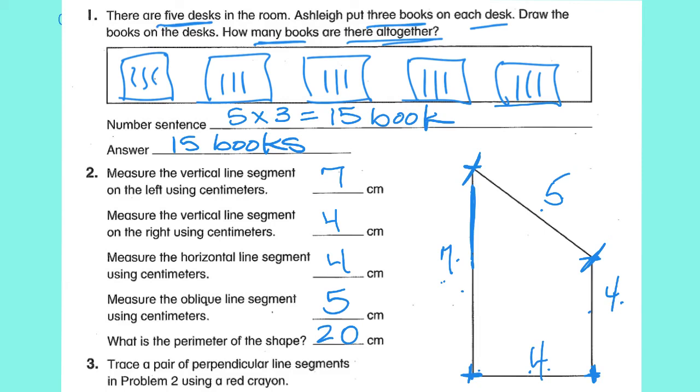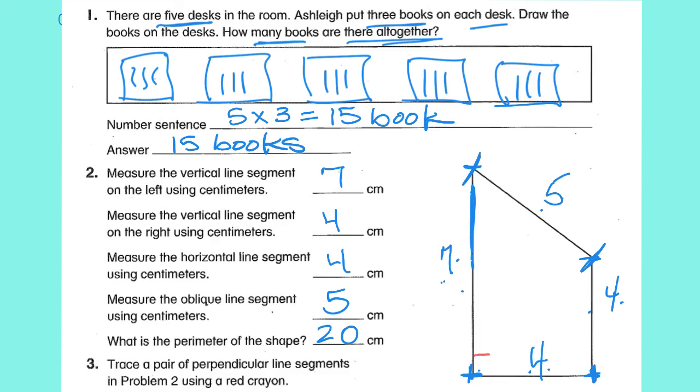Number 3 asks, trace a pair of perpendicular line segments in problem 2 using a red crayon. Perpendicular. What do we remember about perpendicular? Perpendicular line segments intersect, and they always have what? Yes, they always have a right angle.